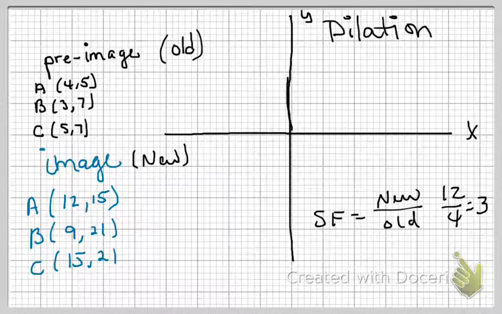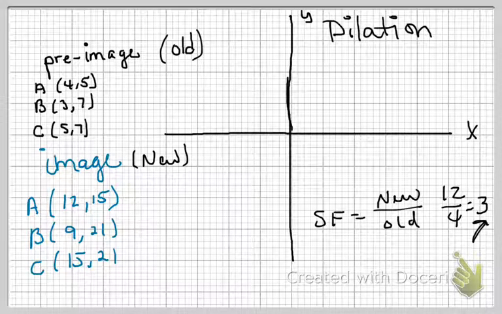So if I multiplied 3 to each of the numbers in the pre-image, would I get the x and y values for the image? And yes, I would. And so it works out that way. So notice what I said. This is a 3, so my old image got bigger. So when I graph the old and I graph the new, you'll see how big it got.